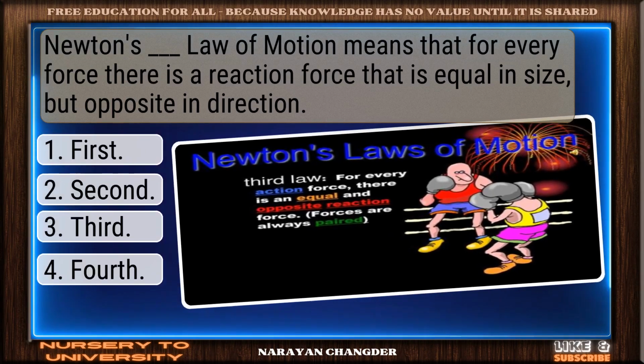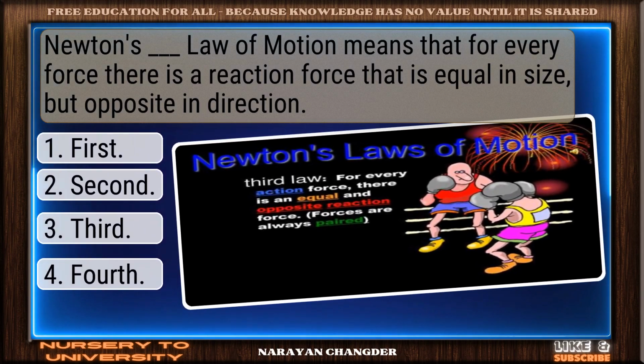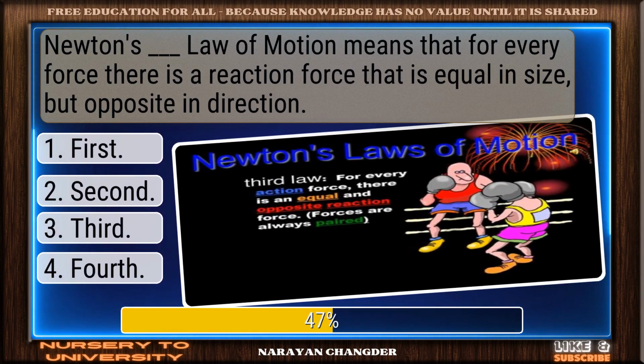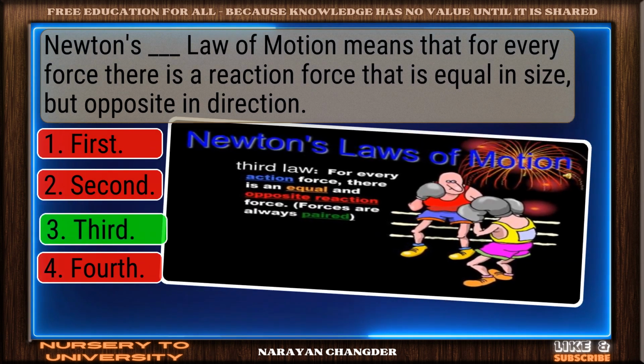Question number 66. Newton's dash law of motion means that for every force there is a reaction force that is equal in size but opposite in direction. Exactly. Third makes sense and it is the right choice.